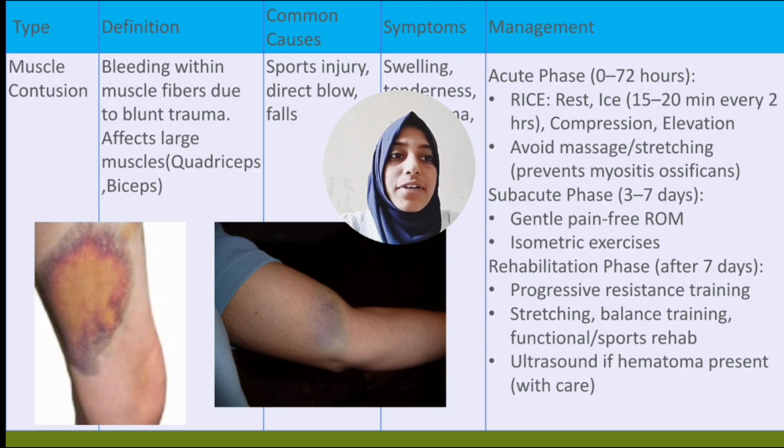During the subacute phase, 3 to 7 days, we can go for gentle pain-free range of motion exercises and isometric exercise. Rehabilitation phase, after 7 days, we can go for progressive resistance training, stretching, balance training, functional or sports rehabilitation, and also we can give ultrasound if hematoma is present, with care.